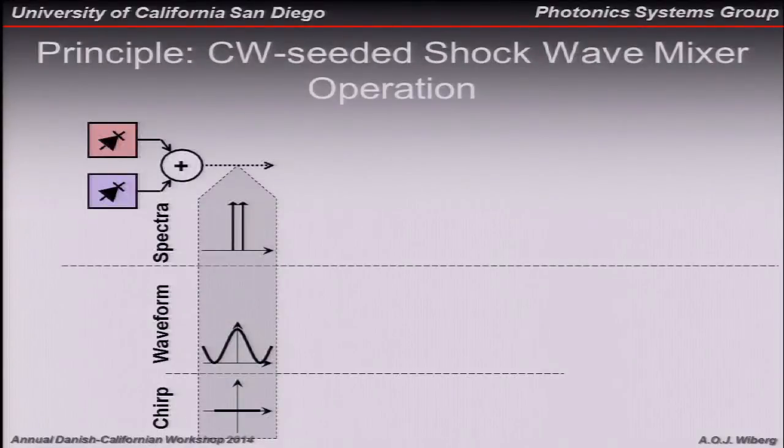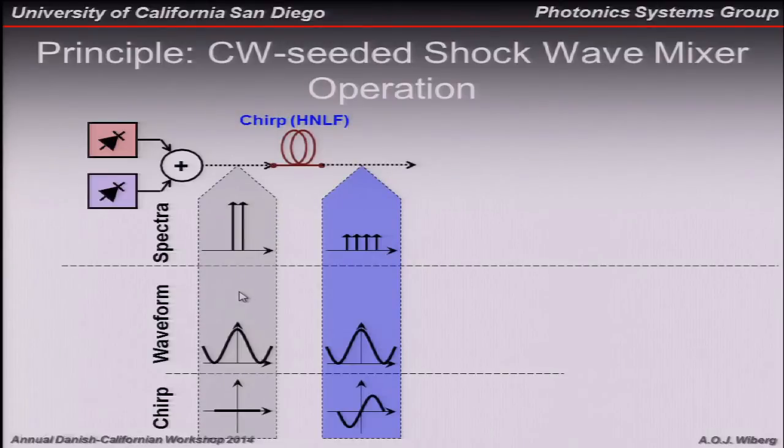So the principle for generating these combs is that we start with 2 CW lasers. And if we look in time domain, it's actually a sine wave that is generated by these 2 CW. And you can also look at the chirp, and of course it's unchirped at this stage. Then we go through a first stage of highly nonlinear fiber, where we create a chirp or 4-wave mixing or self-phase modulation, however you want to see it. But we create more spectral components of the signal. And in the chirp, in time domain, it doesn't change form, but we create a chirp.